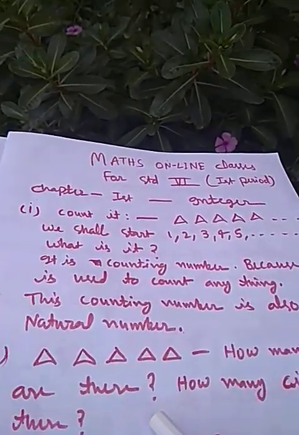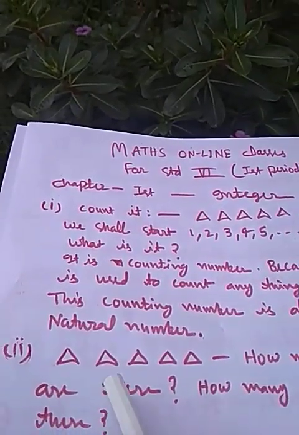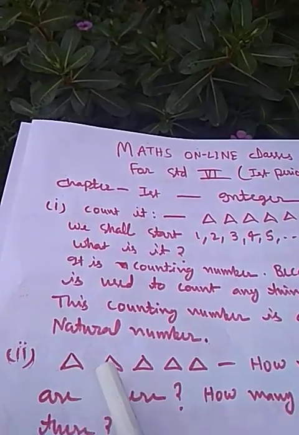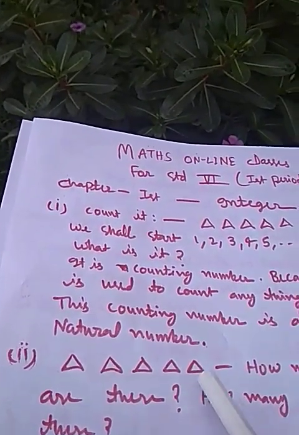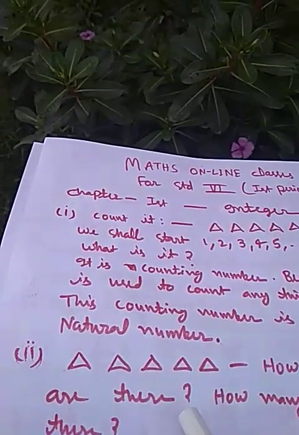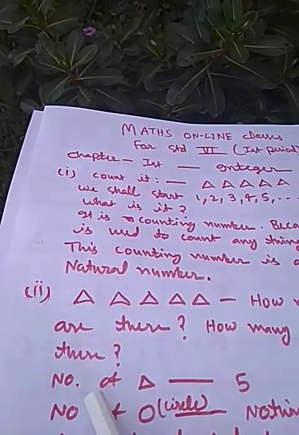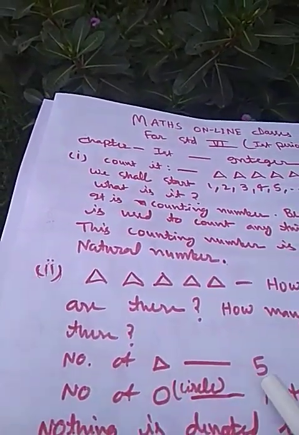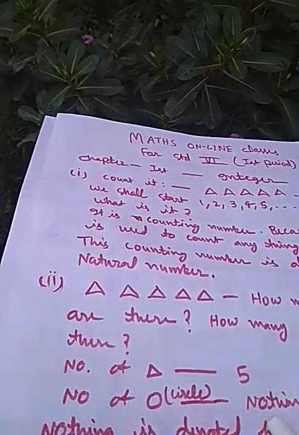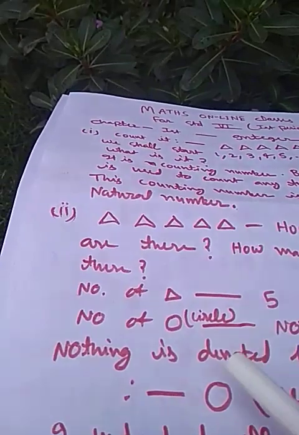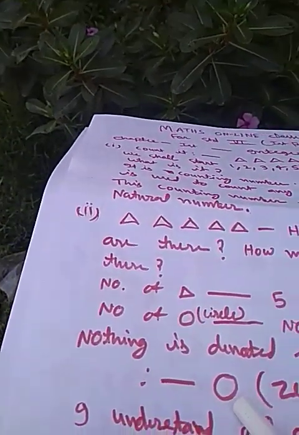Now next thing, here see there are some triangles. How many triangles are there? 1, 2, 3, 4 and 5. And how many circles are there? There is no circle seen in this figure. Here we have to answer: number of triangles is equal to 5, number of circles is nothing. It means nothing is also denoted by a symbol that is called the 0.